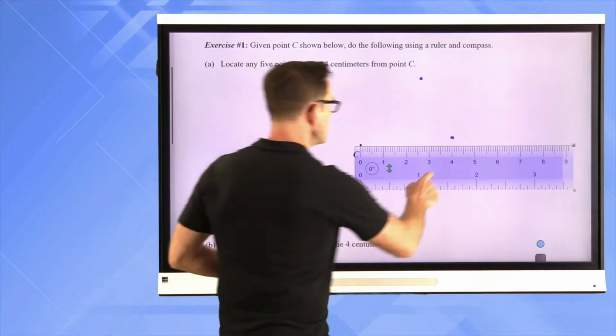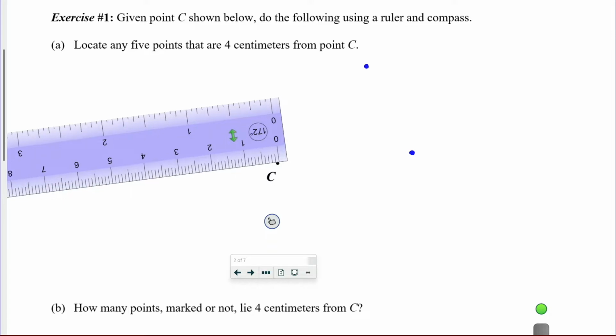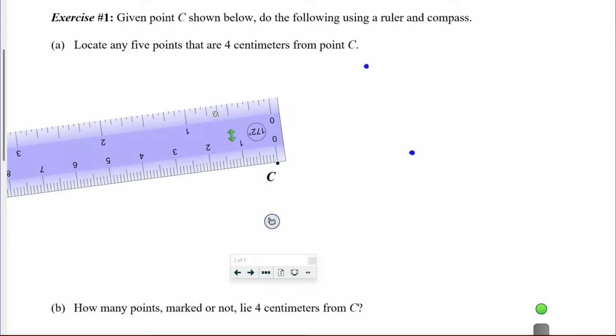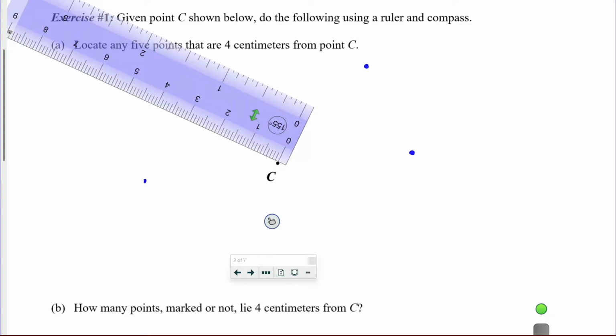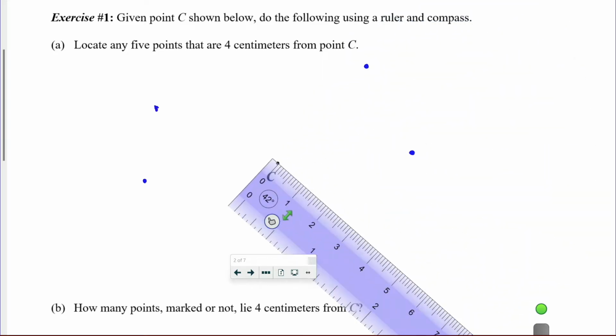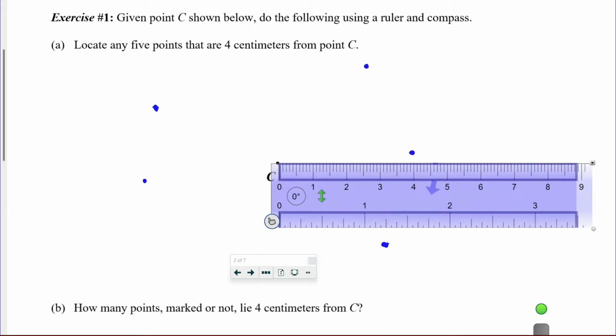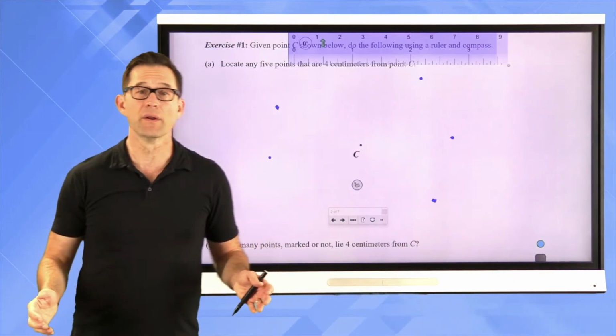All right, well, there are many choices. Maybe I'll put one over here. Again, got to get that a little closer. Make that a little bit darker. Maybe put a point right here. I'll throw one down here, and maybe I'll put a point right around there. All right. Not the greatest, but they'll do the job. So I've got a bunch of points that are 4 centimeters from C.